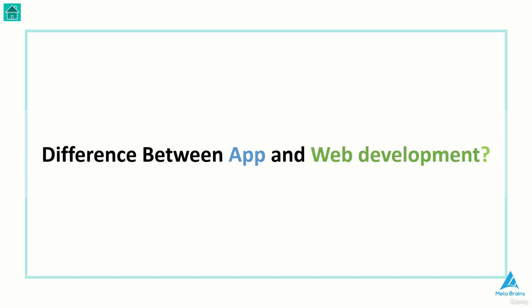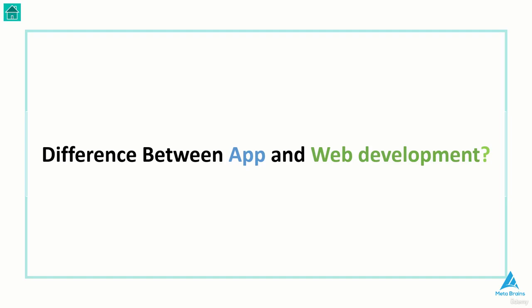A website's development process involves several stages, including planning, designing, coding, testing, and deployment. Web developers need to be proficient in programming languages such as HTML, CSS, JavaScript, and various frameworks such as React, Angular, and Vue. Okay, so that's it for the introduction of web development.